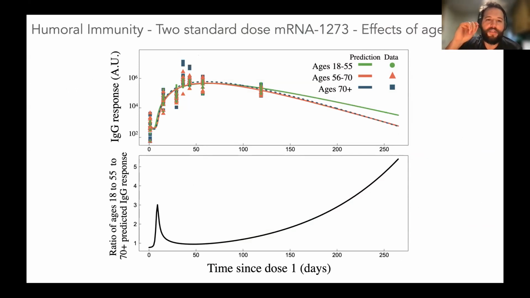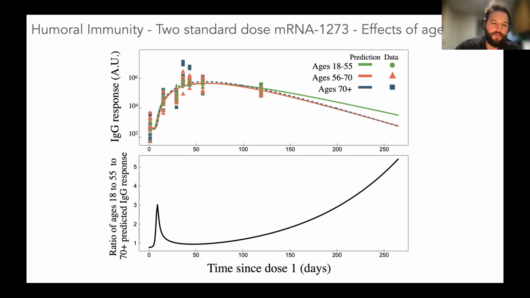One of our data sets separated their data by age, and because all the age-related data was collected from the same lab by the same person, instead of normalizing by peak for these fits, we can compare our predictions explicitly as a function of age. We have age groups 18 to 55, 56 to 70, and 70 plus. We find there are very little differences all the way up until around day 100. Then from day 100 to day 250, there emerges an advantage for the younger cohort.